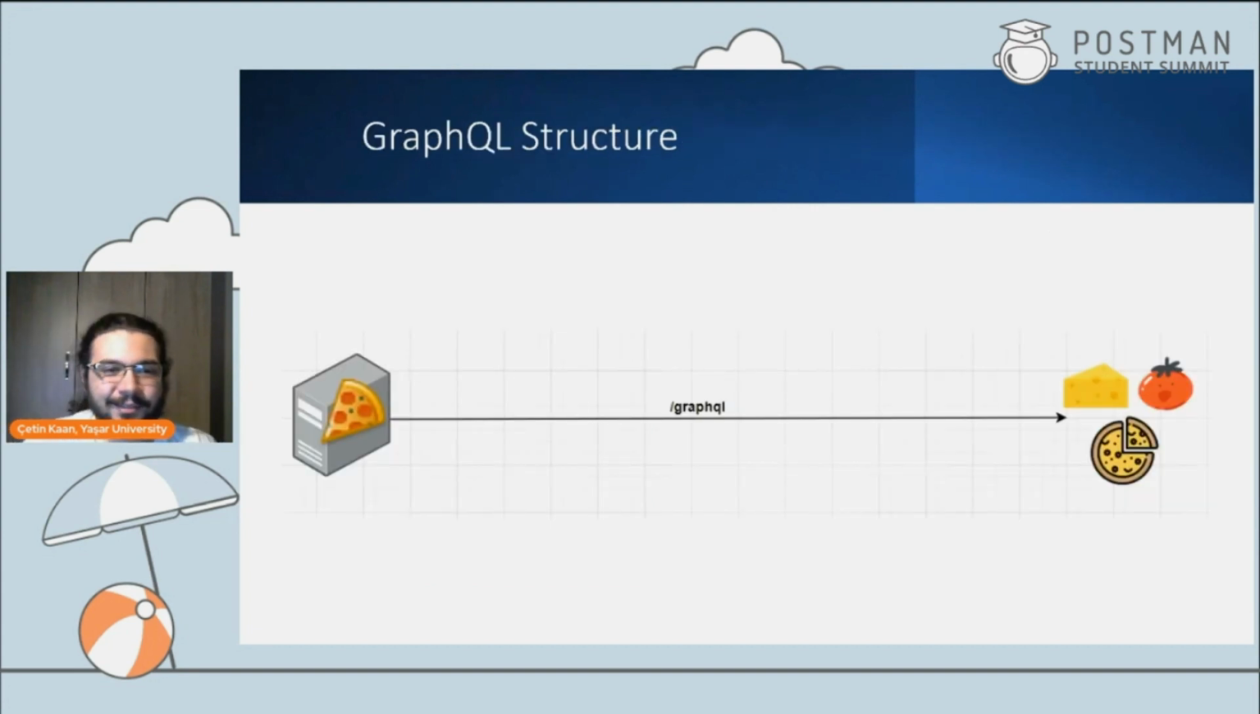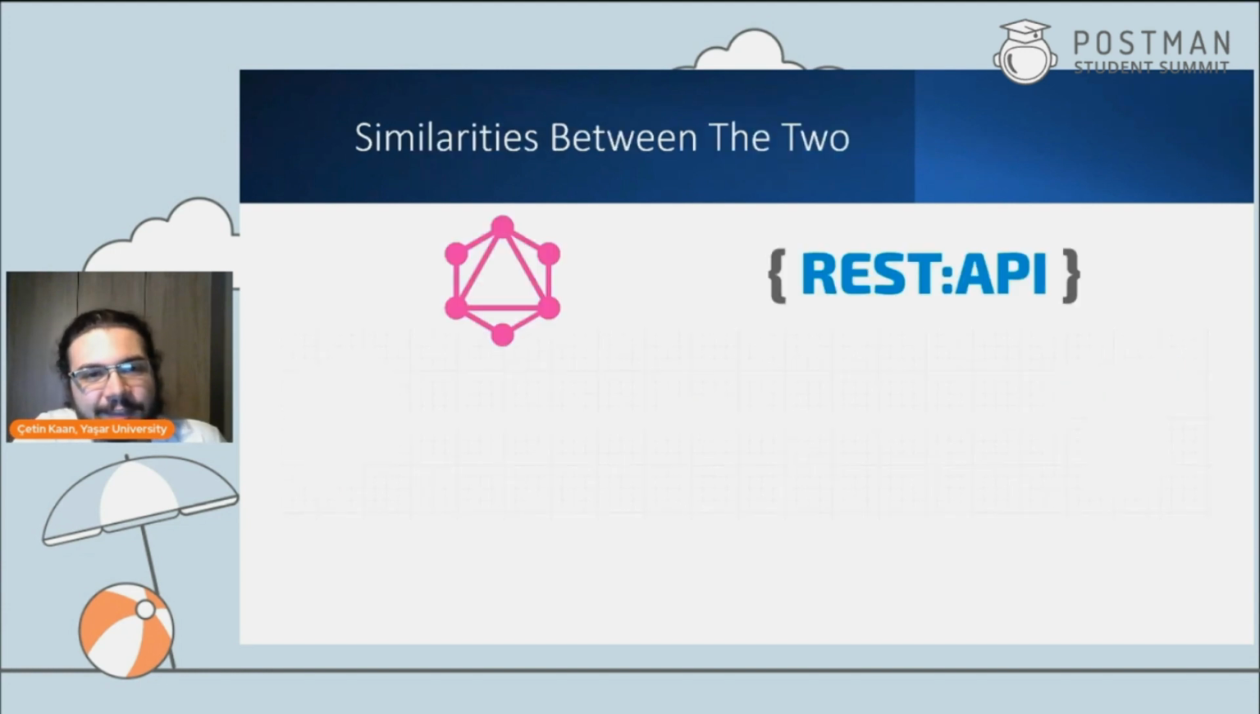And let's return to our pizza server again for the GraphQL structure. As you can see, there's only one endpoint, which is /graphql. And we are receiving cheese, tomatoes, and dough in this picture. This shows how with queries you can get specific data, whatever data you want. While if you're using a REST API, you need to do three requests. But with GraphQL, you can get them all with just one request. So let's talk about the similarities between the two.